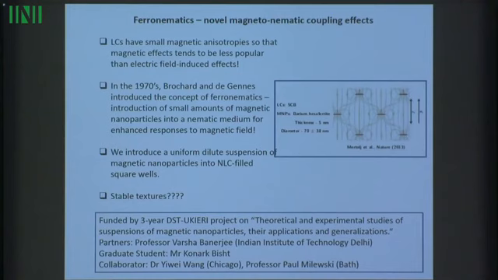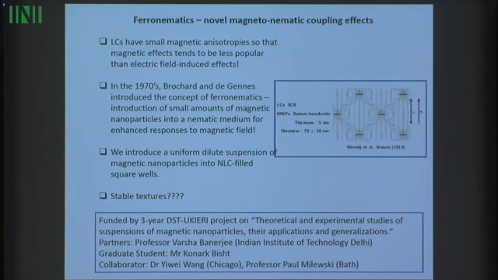So this is funded by a 3-year DST UKRI project on theoretical and experimental studies of suspensions of magnetic nanoparticles with IIT Delhi in India. So we have a range of collaborators. We have Professor Milevsky at Bath, Dr. Wang at Chicago, and the principal investigator from India is Professor Banerjee, and it also involves a graduate student, Mr. Bisht. And it's also very much in the spirit of global challenges research funding. And I'm part of that as well.